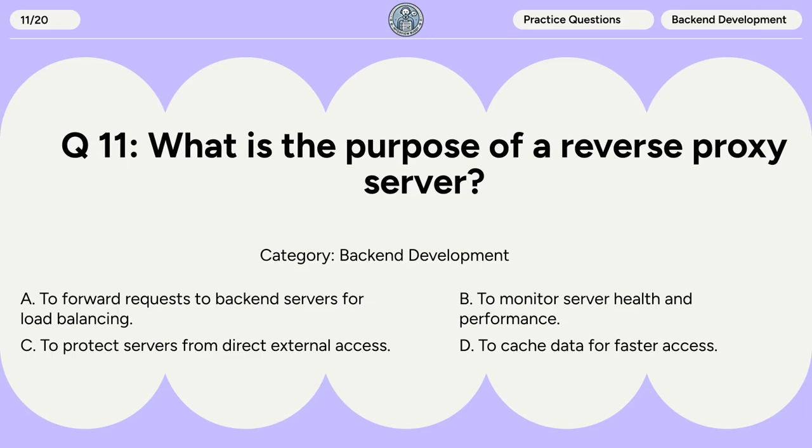Question 11. What is the purpose of a reverse proxy server? A. To forward requests to backend servers for load balancing. B. To monitor server health and performance. C. To protect servers from direct external access. D. To cache data for faster access.